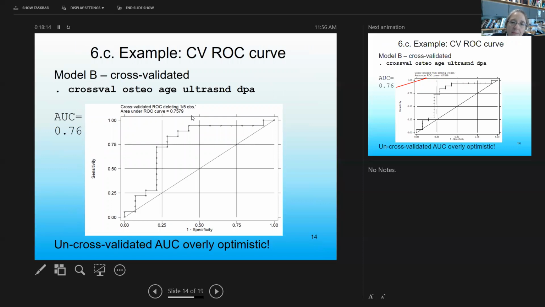And so if we cross-validate then, first what I'm showing you is the model for exactly the same predictors whose curve I showed you before, age, ultrasound, and DPA. If you remember, the uncross-validated curve had an area under the curve of 0.88. When we cross-validate, that drops to 0.76. And so indeed, the one that we just built and evaluated in the same sample was quite a bit overly optimistic. Cross-validation was important here.